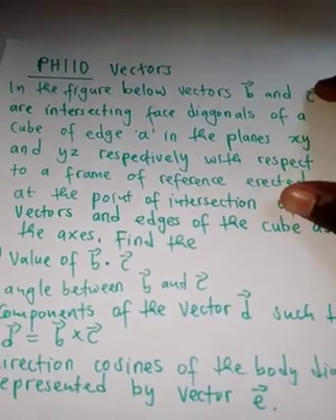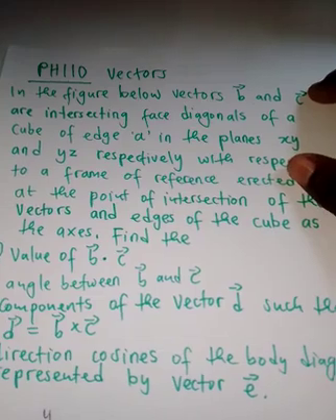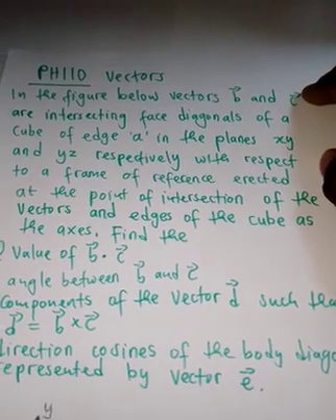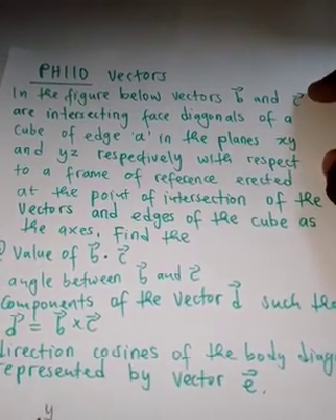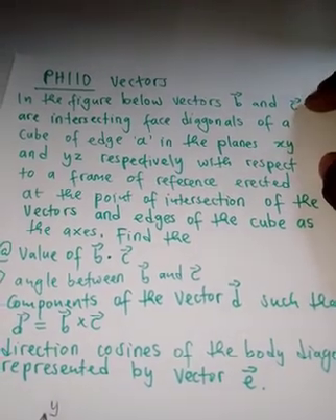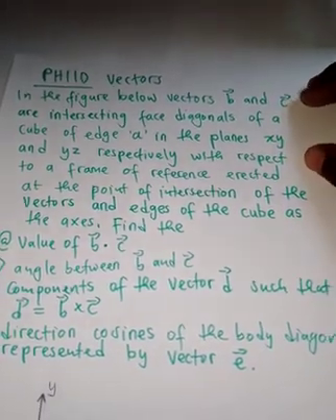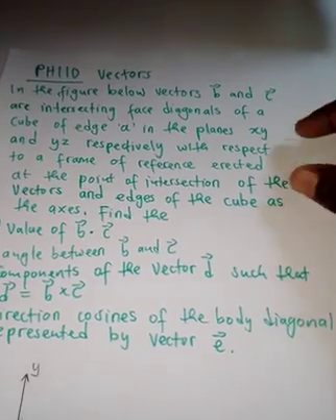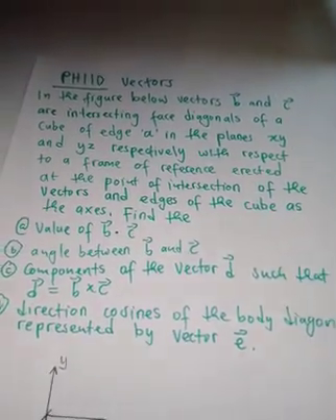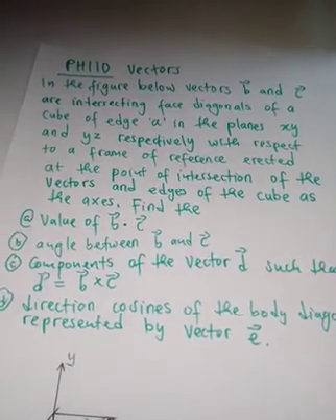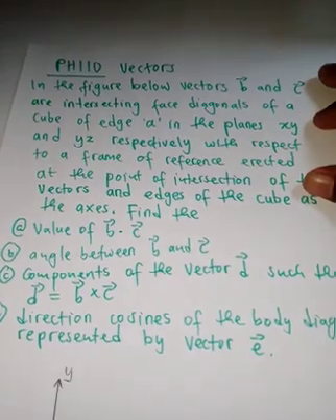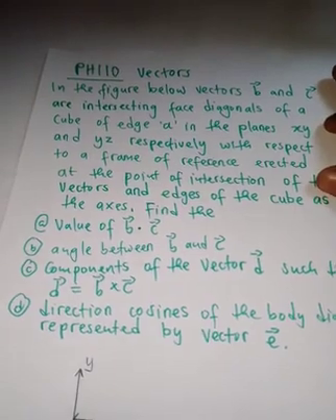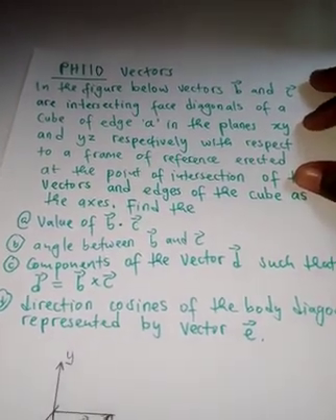In the figure below, vectors B and C are intersecting face diagonals of a cube of edge A in the planes XY and YZ respectively, with respect to a frame of reference erected at the point of intersection of the vectors and edges of the cube as the axis. Find A. So find the value of B dot C, so that is a dot product or simply a scalar product. Then B, the angle between B and C.